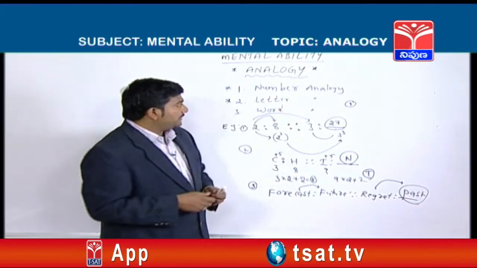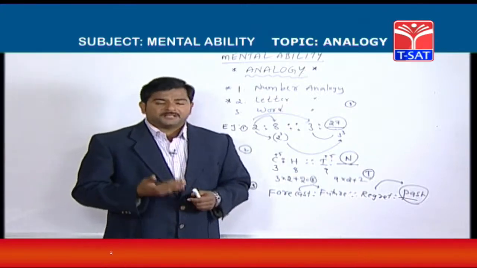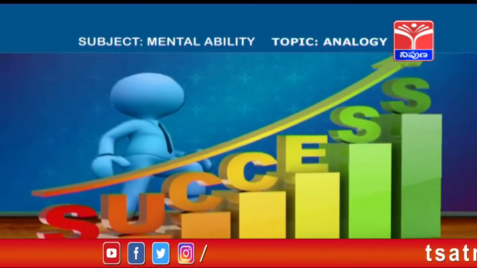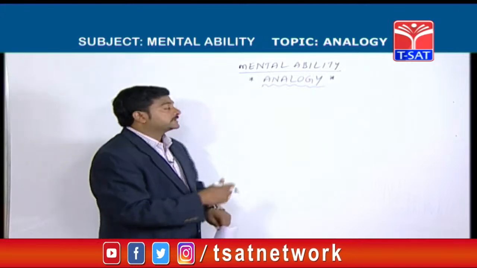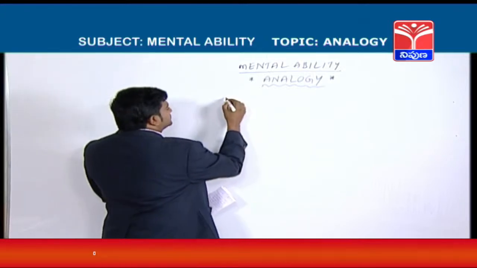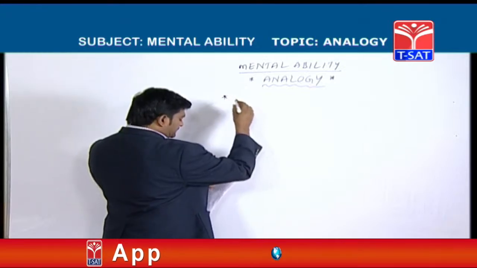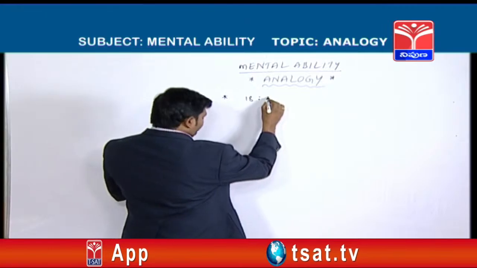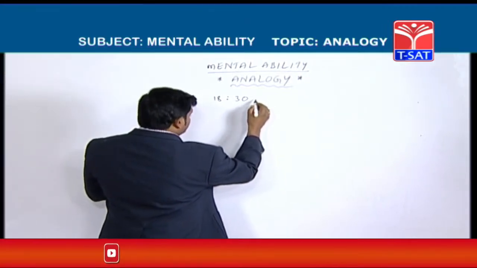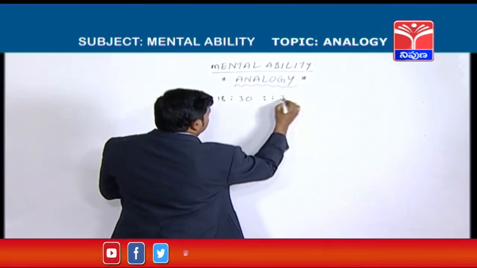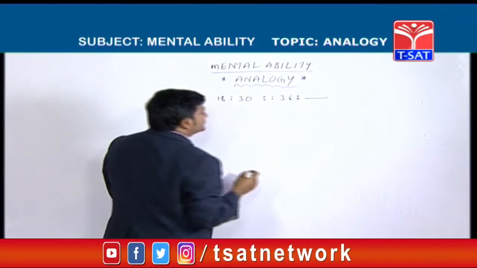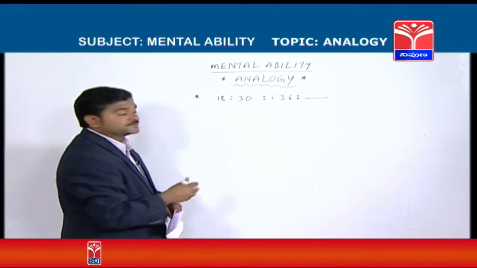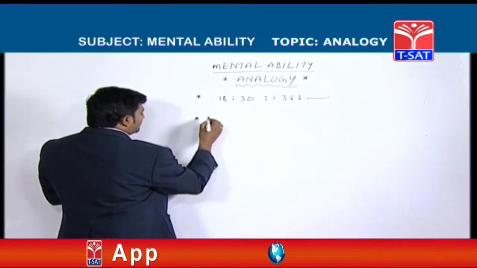Now by taking each and every type in detail, we will discuss many examples. Okay, let us start the practice bits. Now letter analogy problems. Let us start by discussing some models. First question is given like this: 18:30 is as 36:. That is one type of question.